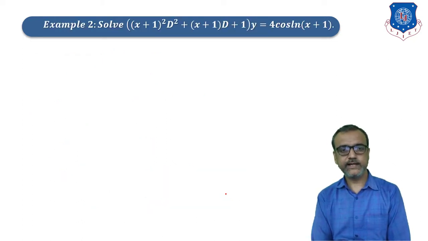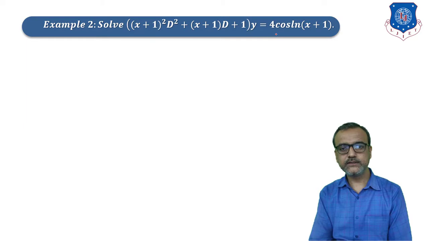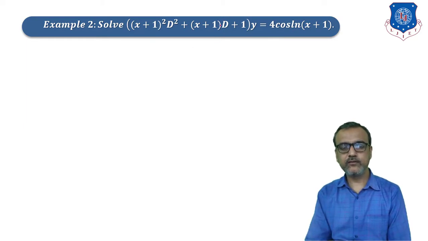Now we will see example number 2, that is, solve the given differential equation. Now you can see that with the single derivative in multiplication we have x plus 1, and with the double derivative in multiplication we have x plus 1 the whole square. So this is Legendre's linear differential equation.